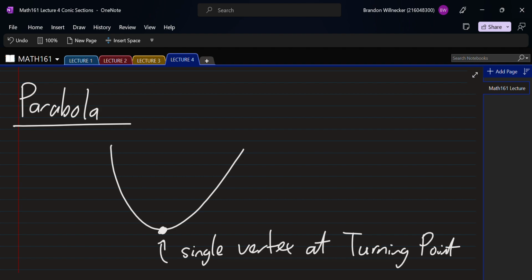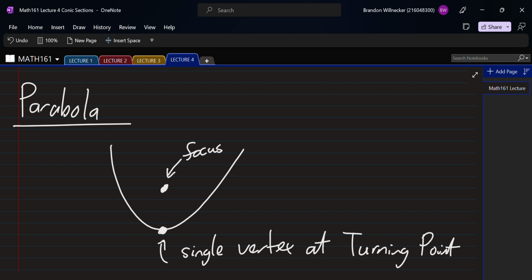If you do need any help with that, please just send me an email and I can help you. If you're struggling with calculating the turning point of a parabola, please just let me know. Okay, so that's the vertex or the turning point, and then the focus is somewhere just above here. So this is the focus.